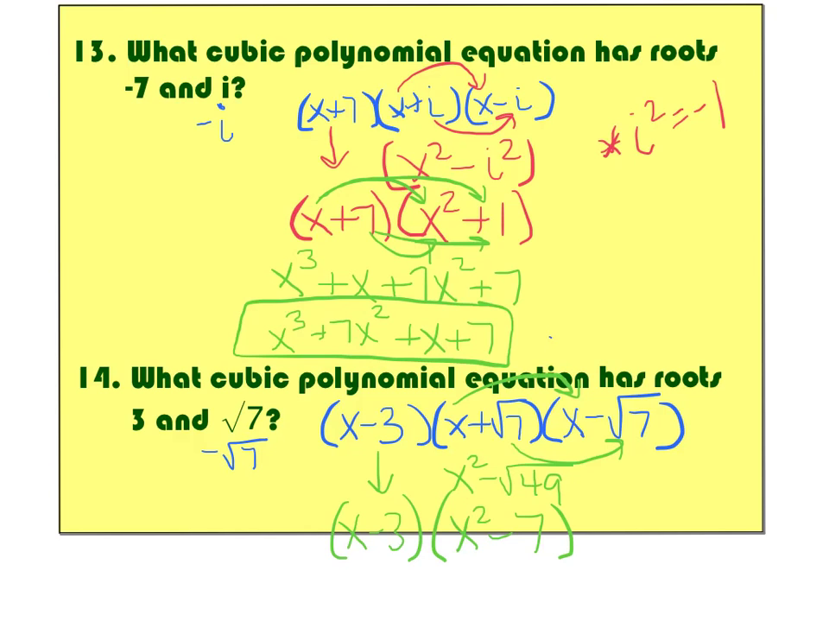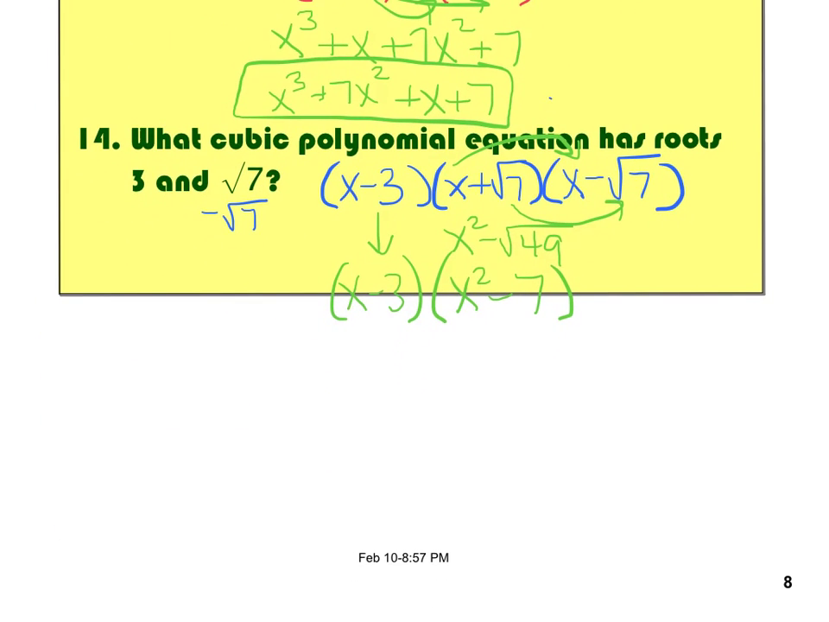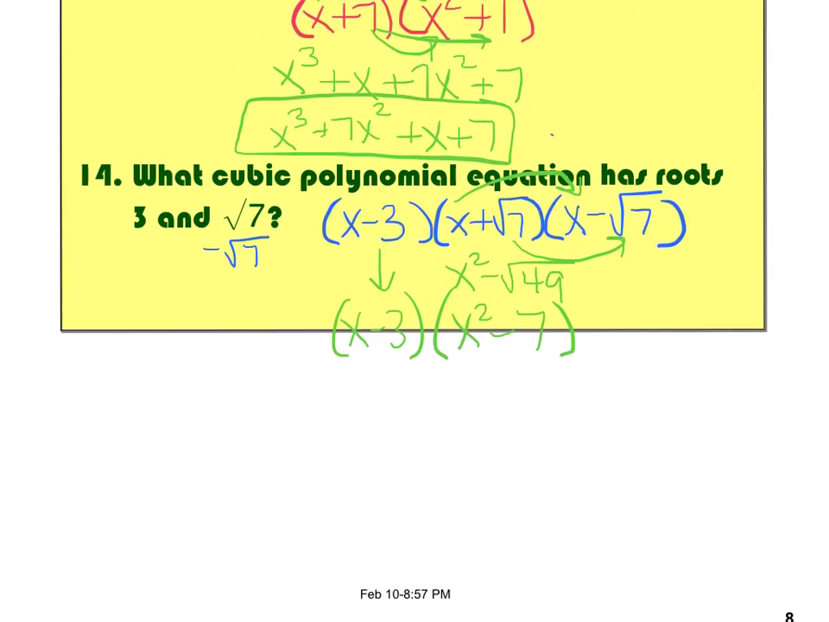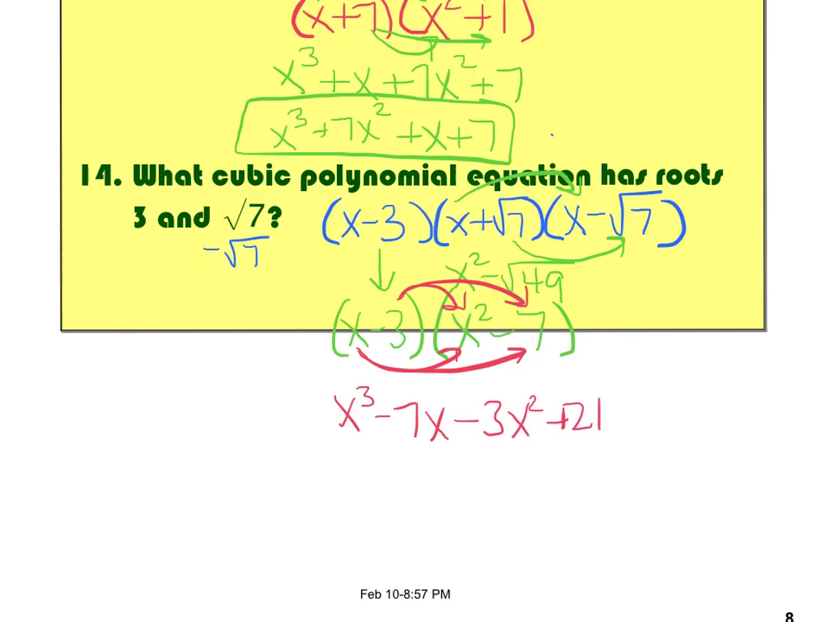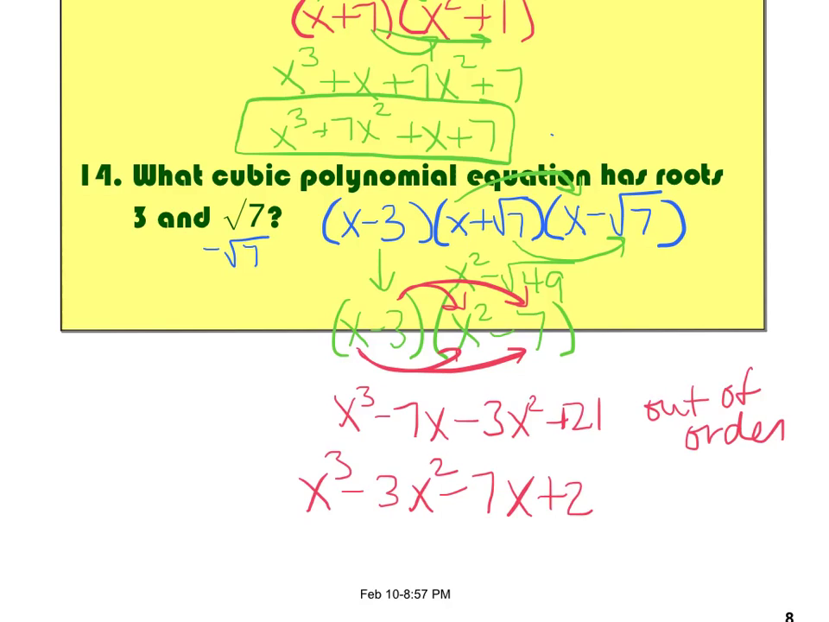And now we're going to double distribute. So I have, let's see, x times x squared is x cubed. x times negative 7 is negative 7x. Here I get negative 3x squared and plus 21. Again, these are out of order. So we need to put it from high to low, which means x cubed minus 3x squared minus 7x plus 21. And that's your final answer for that problem.